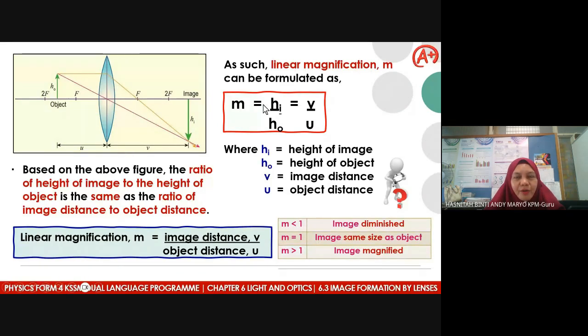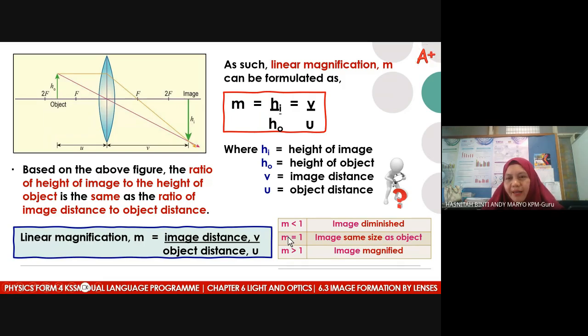So either you use the first formula, M equals HI divided by HO, or if the height is not given, you can use the second formula. Magnification is also determined from image distance divided by object distance. Later, when you find the answer for M, if the value of M is less than 1, what does it mean? It means our image is diminished, smaller than the object.